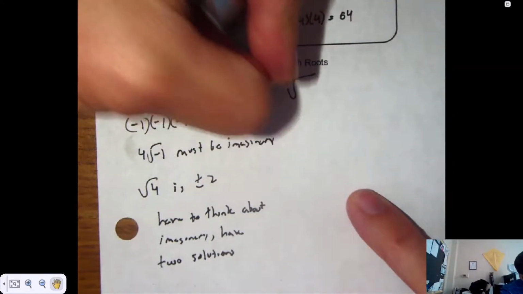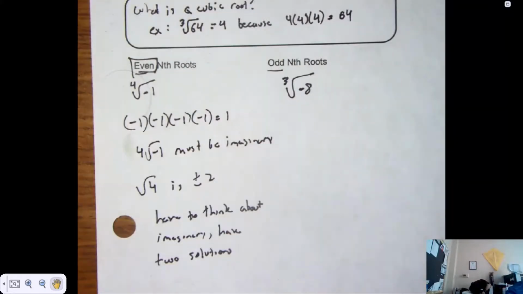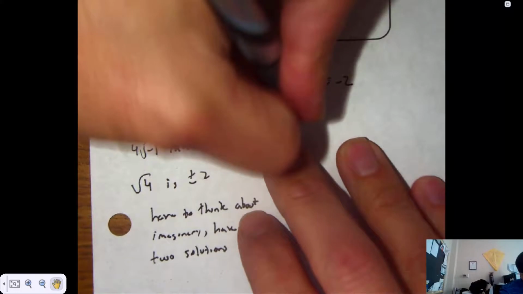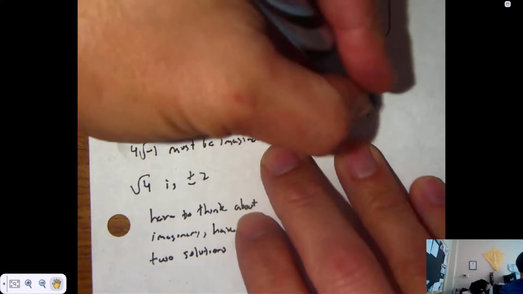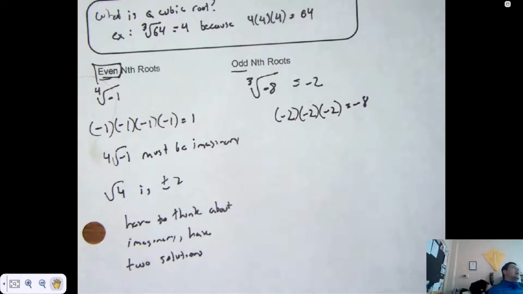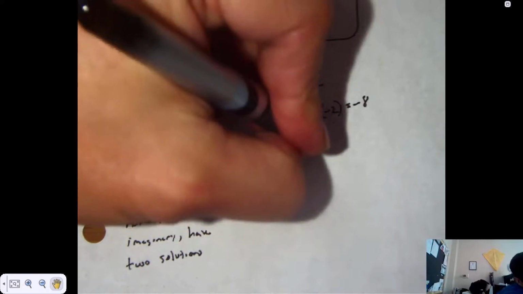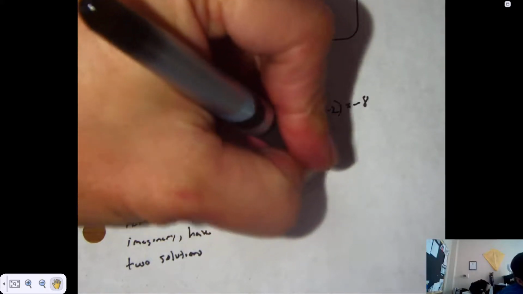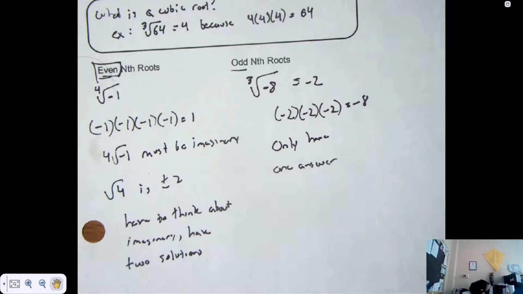A lot of kids think that you can't take the cubed root of -8. Oh, it's a negative, it's imaginary. No, that's wrong. What is the cubed root of -8? It equals -2, because -2 times -2 times -2 is -8. Odd nth roots only have one answer. There's no plus or minus to it. There's just one solid answer. It just happens to be repeated.